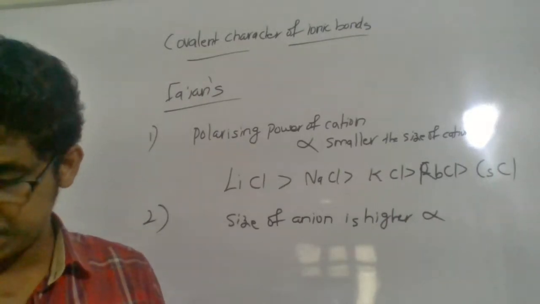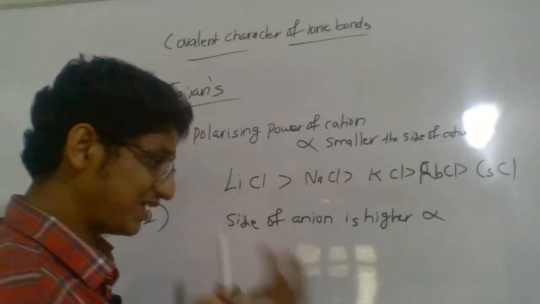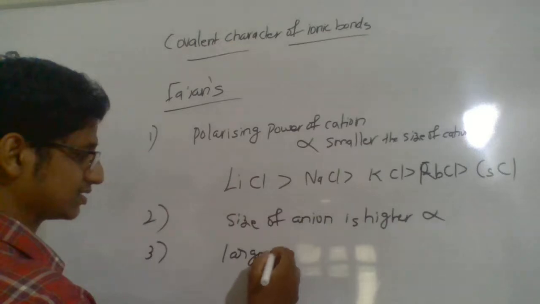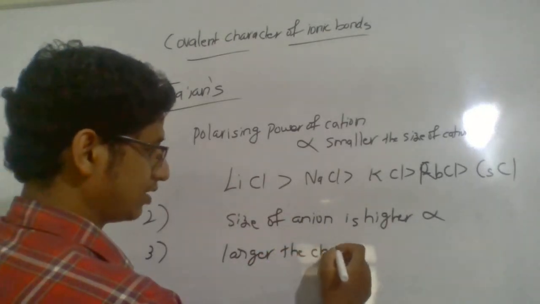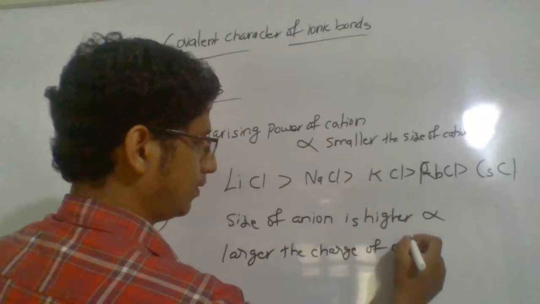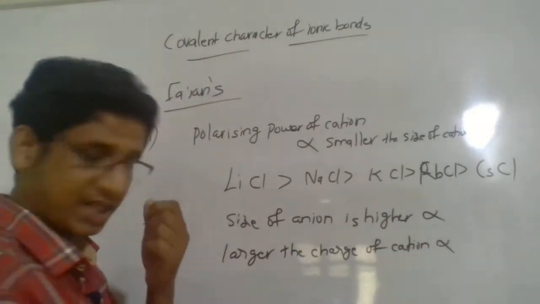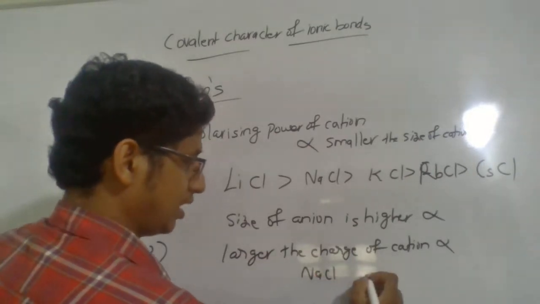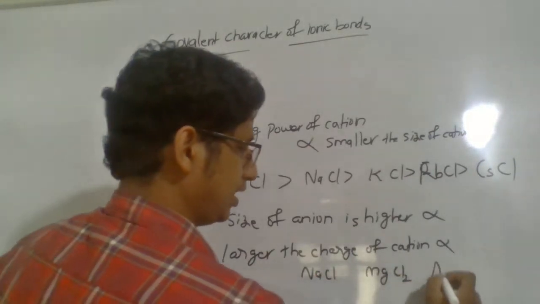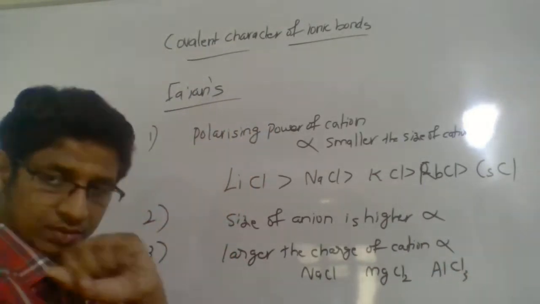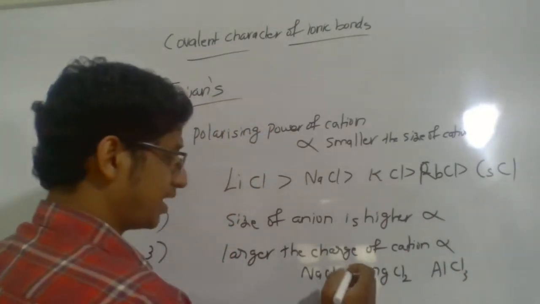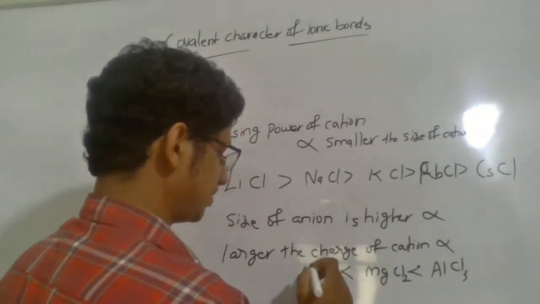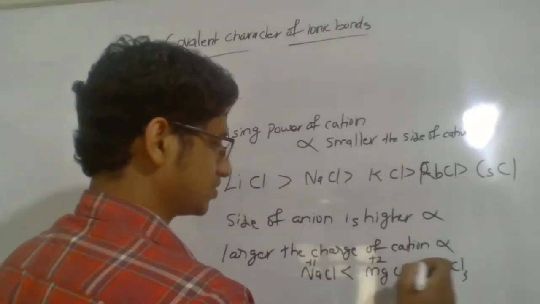The third point is related to the charge of the cation. The larger the charge of the cation, the higher the covalent character. So it is observed that among NaCl, MgCl2, and AlCl3, NaCl has the least covalent character compared to MgCl2 and AlCl3, because the charges are Na plus 1, Mg plus 2, Al plus 3.